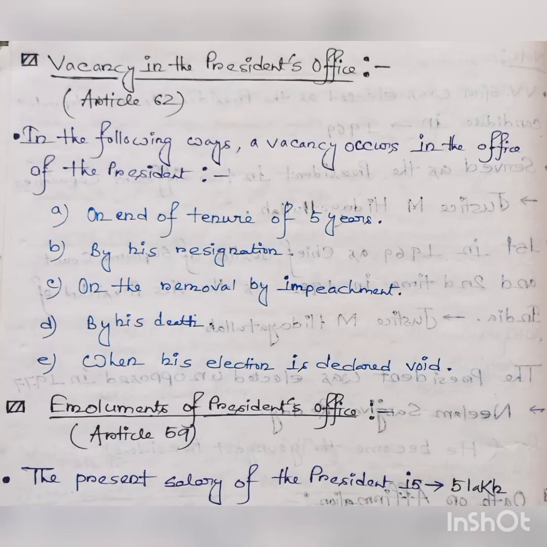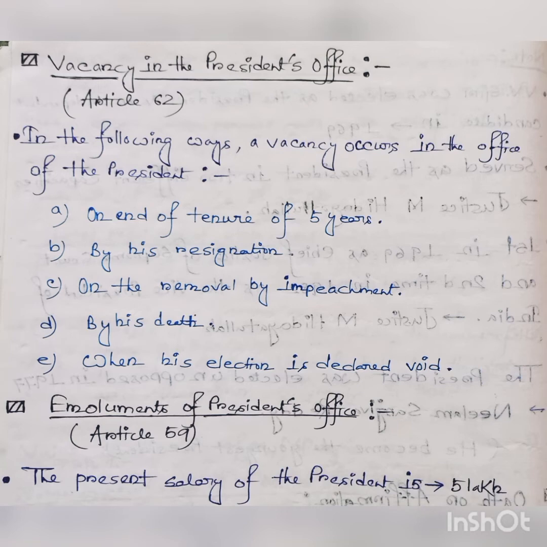Next point, vacancy in the President's office. Article 62 deals with this. A vacancy occurs in the office of the President in the following ways. Number 1, on the end of the tenure of 5 years. Number 2, by resignation. Number 3, on removal by impeachment. Number 4, by his death. And number 5, when his election is declared void.